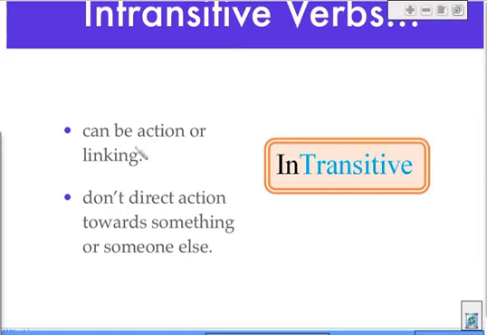Specifically, intransitive verbs, they can be action or linking. Okay? Because that's really the most important thing you have to know. Anytime you see a linking verb, there's no possible way it can be transitive, because how can you receive action if there's no action, right? So intransitive verbs can be both, action or linking. Anytime you see a linking verb, you automatically know it's intransitive, okay?